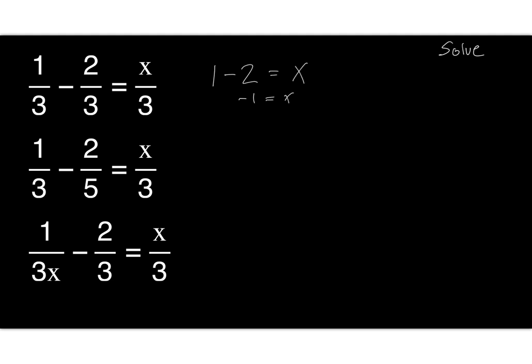Could you combine the fractions? Sure, 1/3 minus 2/3 is -1/3 equals x over 3. Then you could cross multiply and divide, or you can multiply both sides by 3. Either way, you're going to get to the same answer.